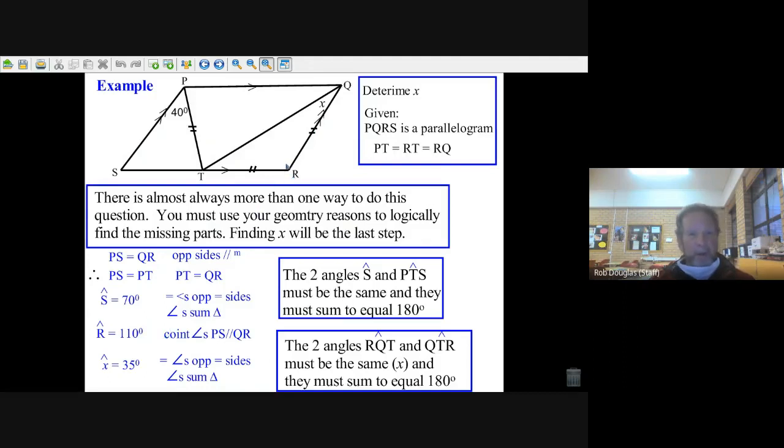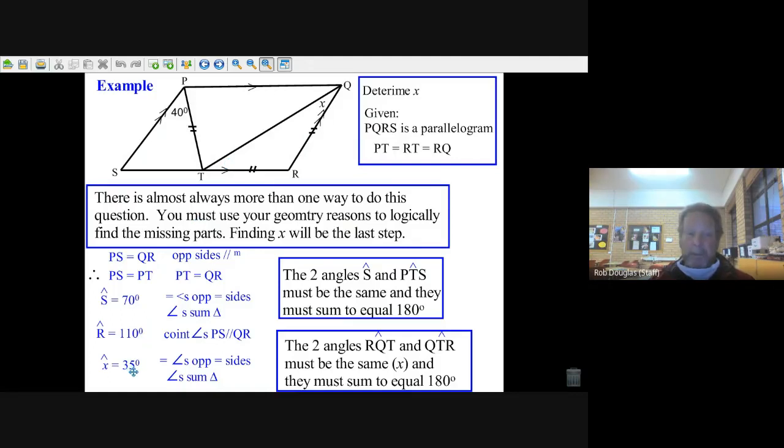Now we've got R is 110 degrees. Well, now you're just about finished, because you've got two sides here that are equal. That makes these two angles equal. That one's X, so this one over here has to be X. We know that's 110, so we go 180 minus 110 and we get 70. They both have to be the same, so we divide 70 by 2. We get X is equal to 35 degrees.